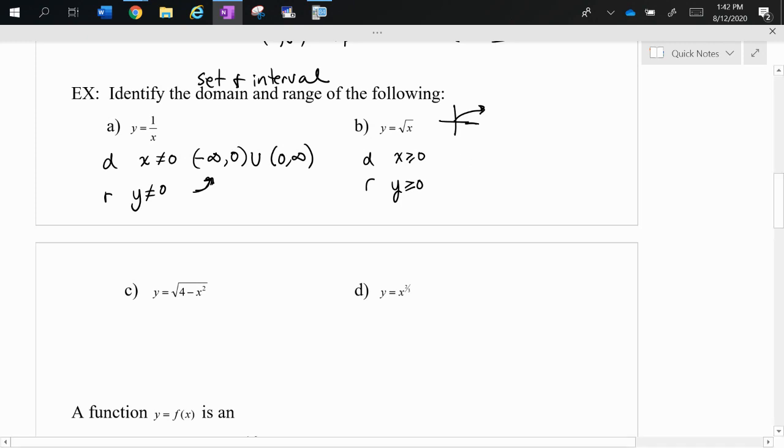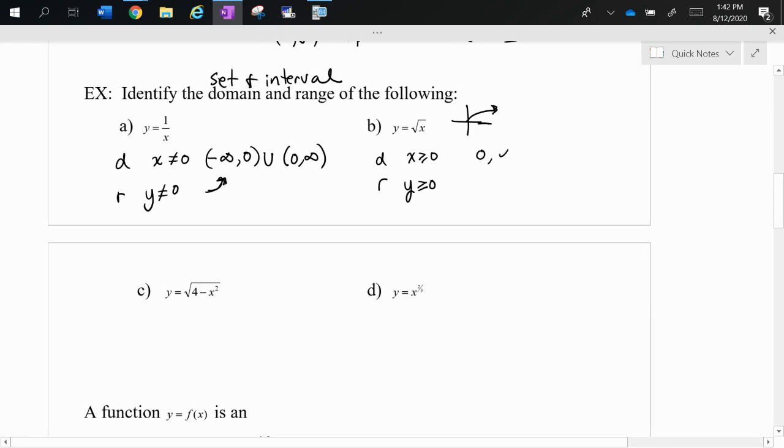Okay, so in interval notation, greater than or equal to 0 would be from 0 to infinity. And in this case, we want to include 0. So same thing for the range.